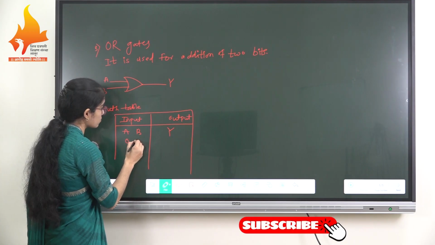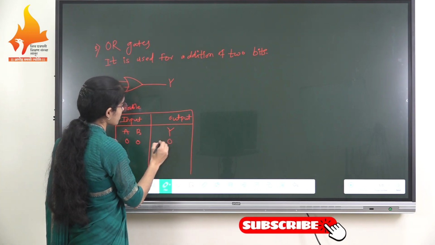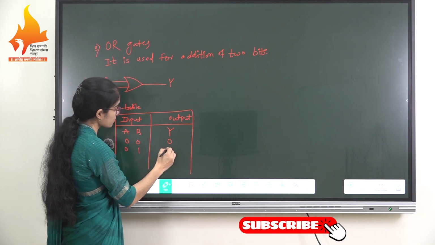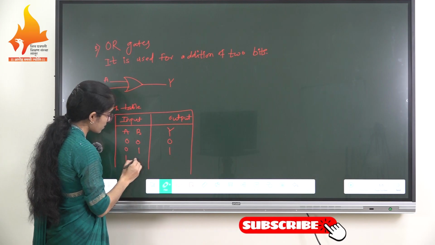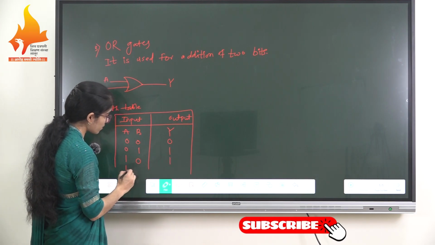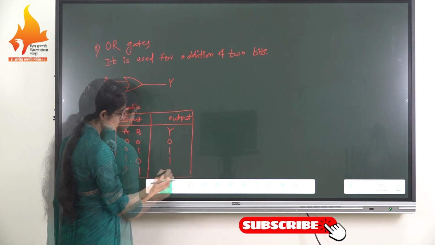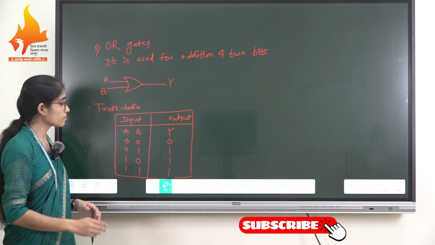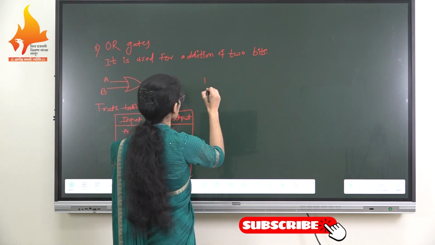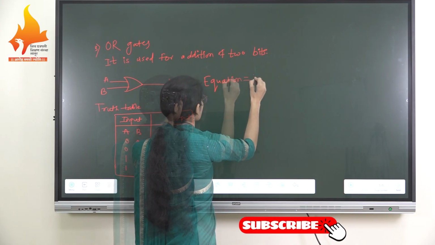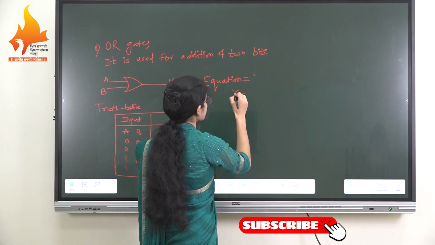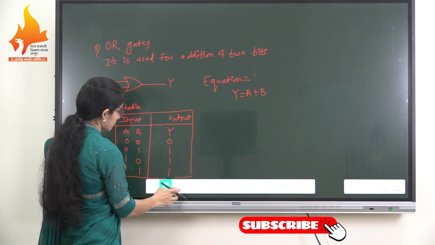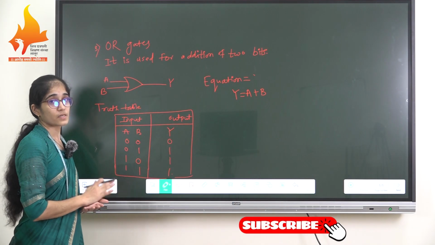If we give 0 0, then the OR gate produces the addition as 0 plus 0 is 0. Then 0 plus 1 gives 1. Then 1 plus 0 gives 1, and 1 plus 1, here we get 1 as an output. It means the OR gate performs the addition of two inputs. Hence the equation for the OR gate is Y equals A plus B.